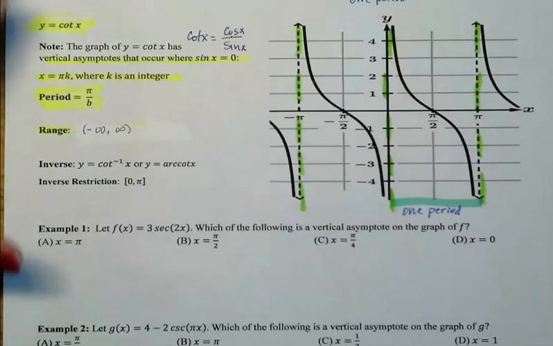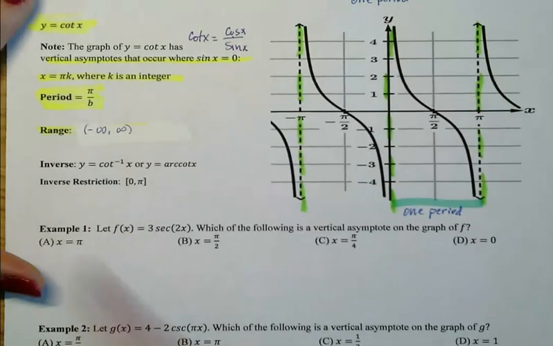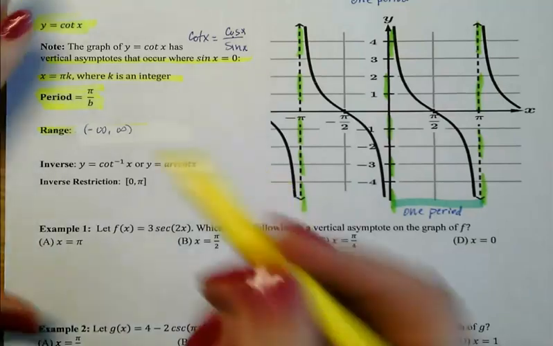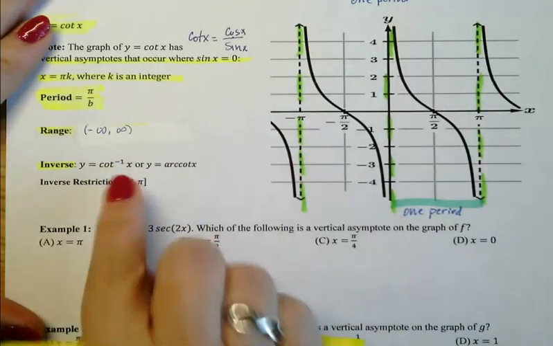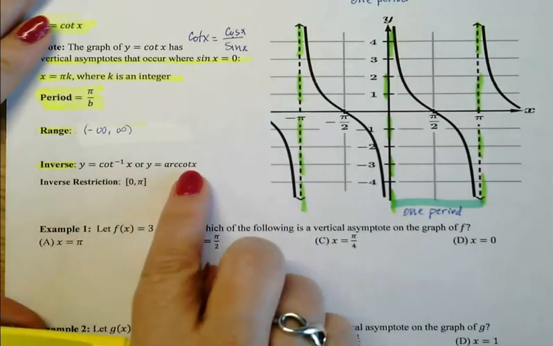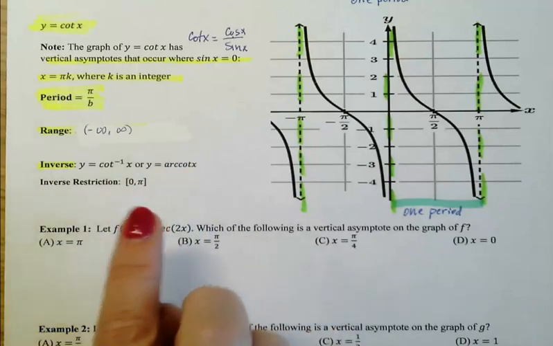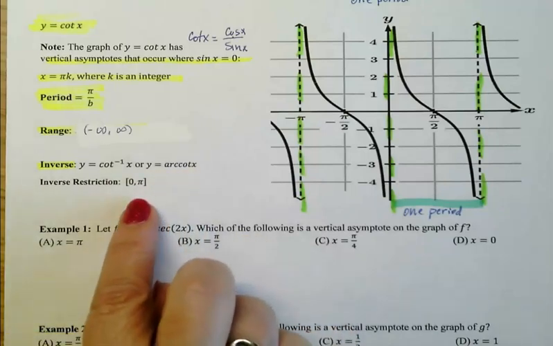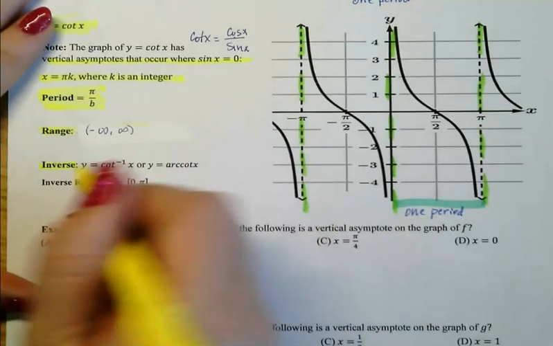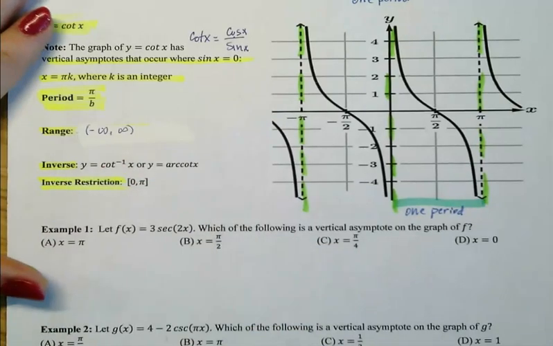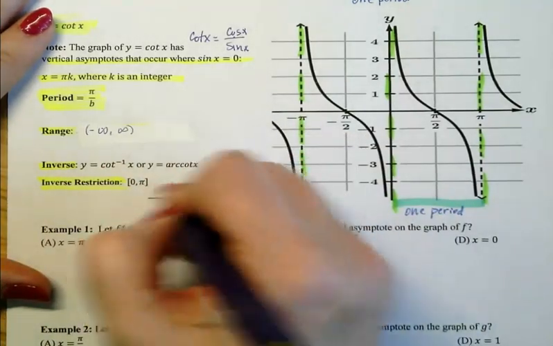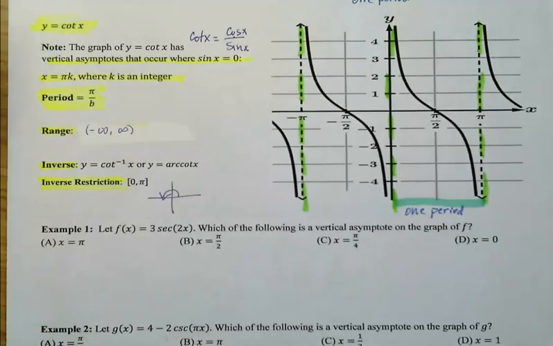So as we're looking at the inverse, the inverse is still going to be cotan to the -1 of x, or arc cotan of x. And the restriction, so if we were doing inverse trig, the inverse trig restriction for cotangent would be 0 to pi. So our restriction mark on a graph like this one would look something like this. All right, so that goes through the basics of the three functions.